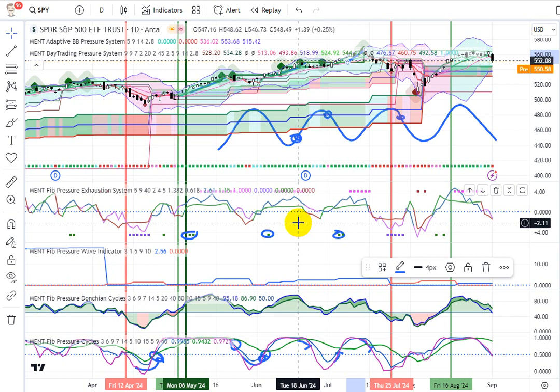It's really not that hard when you consider we have trending, we have pressure, and we have cycles. That's it. And if you understand how to use the basic rules, you can understand how to trade very efficiently with these.